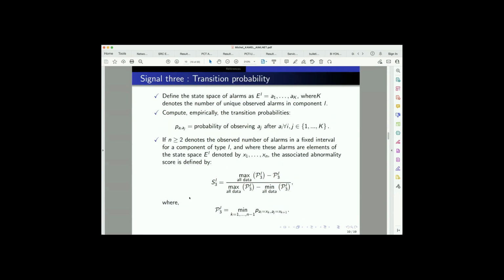And then for the third signal, which is transition probability, we created these transition matrices and we estimated probability P_Ai,Aj, which is the probability of seeing Aj as an alarm after Ai for all i and j. And then we also generated the third score and also normalized it to get all between 0 and 1.